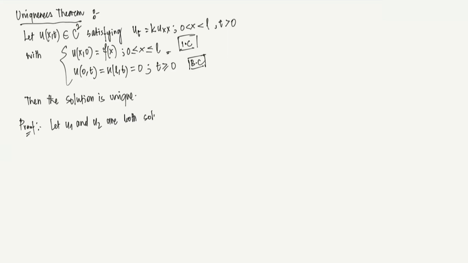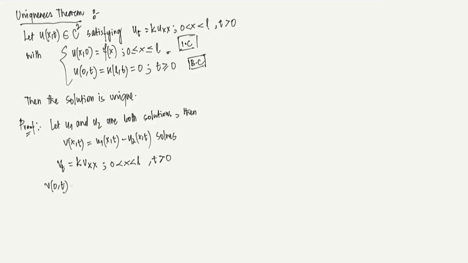If they are both solutions, then let v(x,t), it doesn't really matter, be given by u1(x,t) minus u2(x,t). This solves this particular problem: v_t = k v_xx. You can see this very easily, right? It holds for x between 0 and L and t greater than 0, with v(0,t) = v(L,t) = 0.